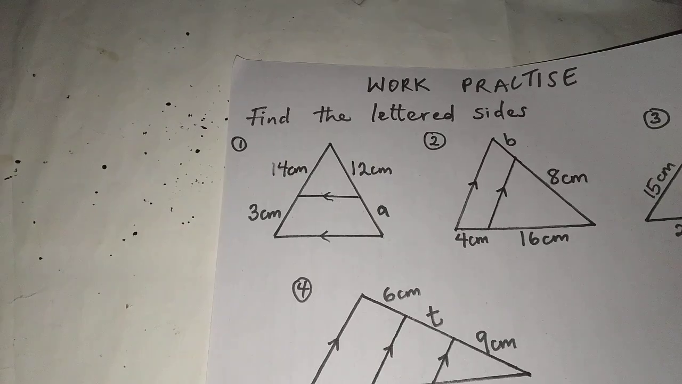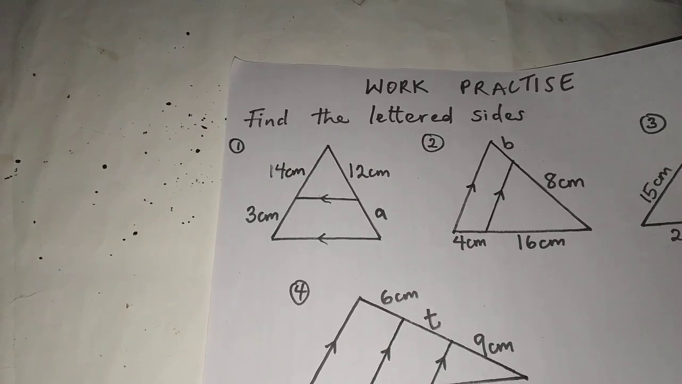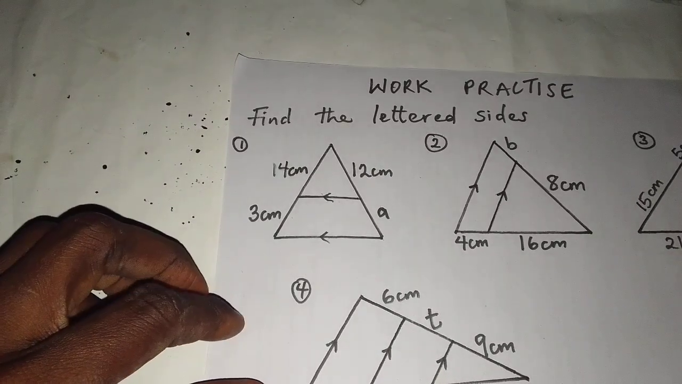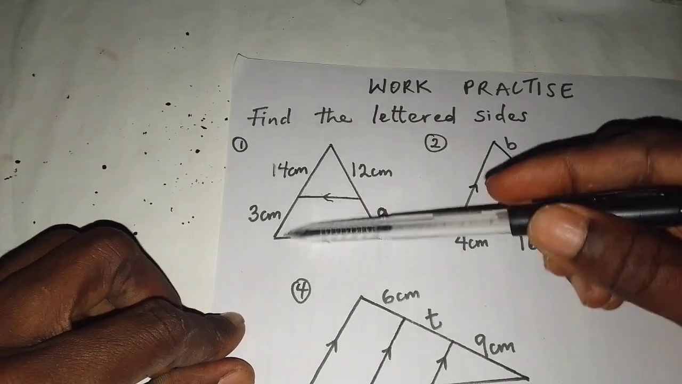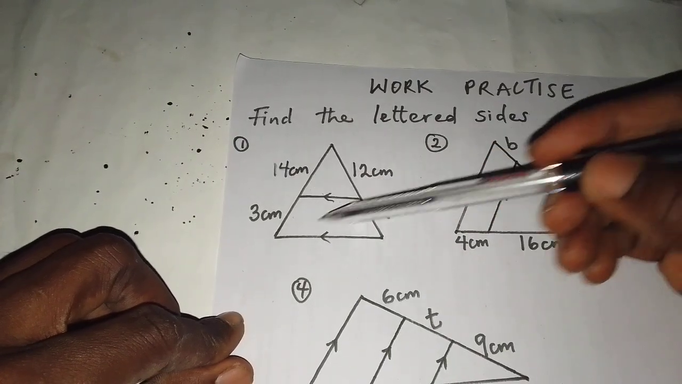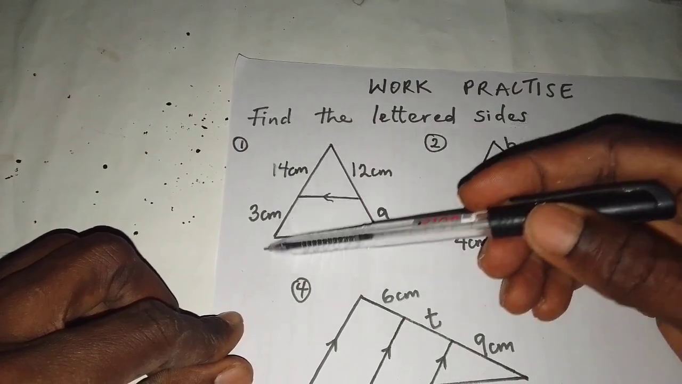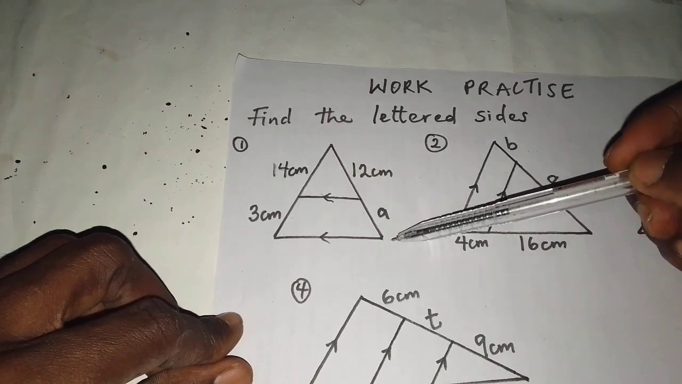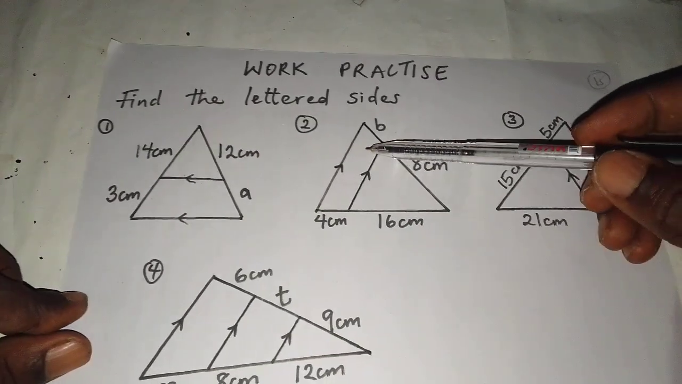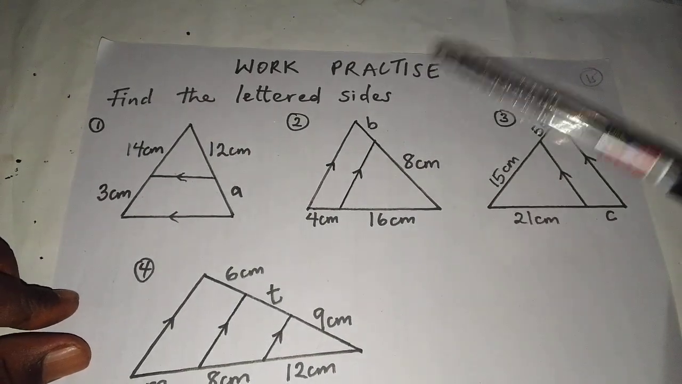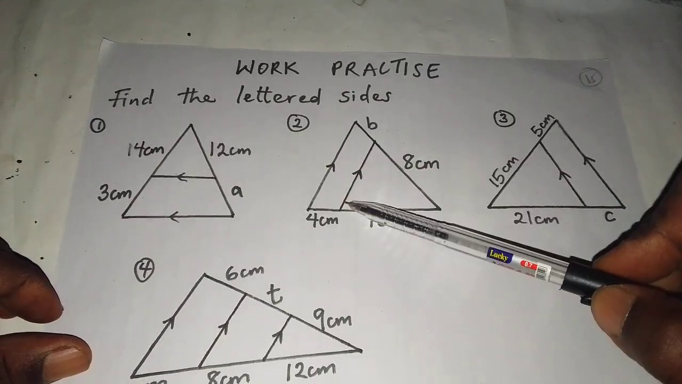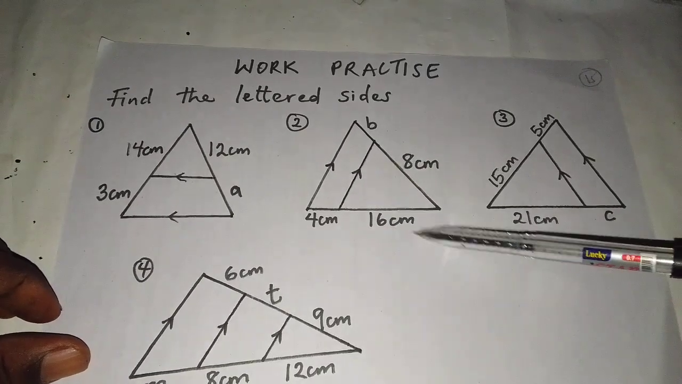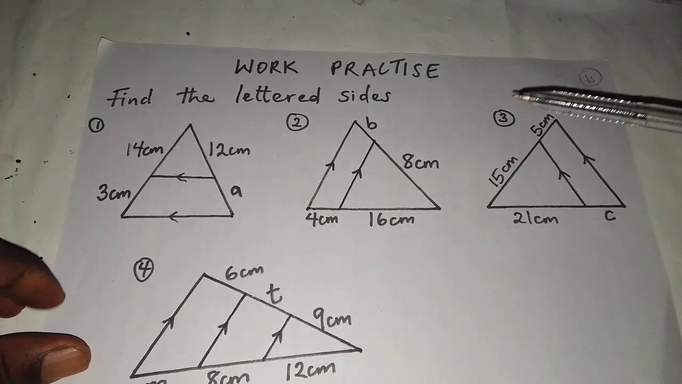So for the work practice, let's have this. Then find the lettered sides. You are given this triangle. So these are the parallel lines. So this is 14, this is 3, and this is 12. We are told to look for A. Then this triangle also. So that means this side and this side are parallel. So this place is 4, this is 16, this is 8, and this is B.